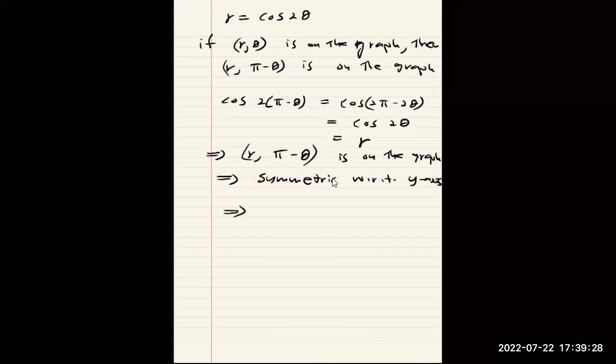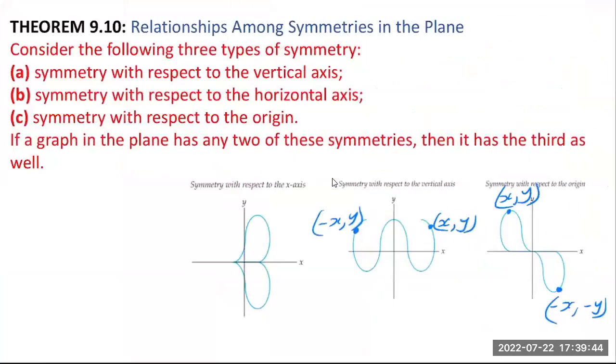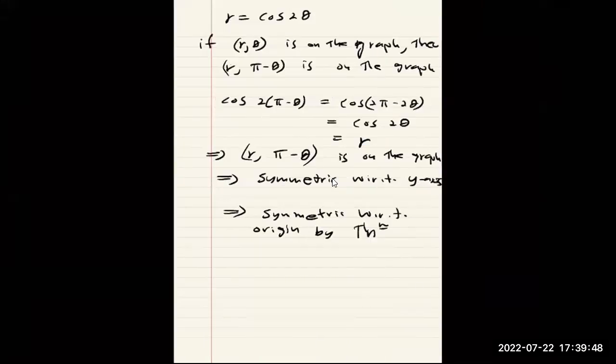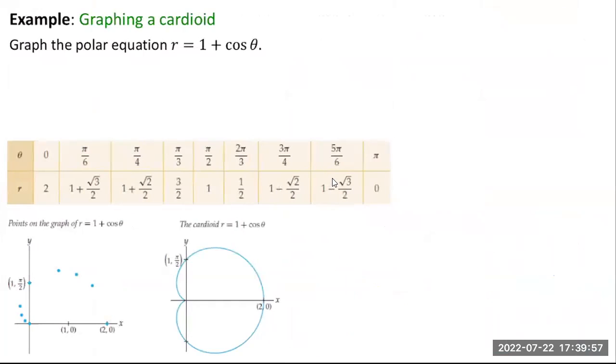This implies that the graph is symmetric with respect to the origin by theorem. What theorem was it? 9.10. Okay, that completes that example. Let's move on.